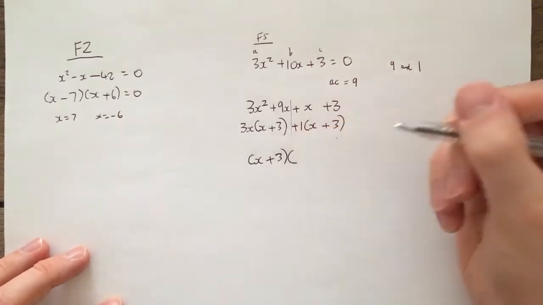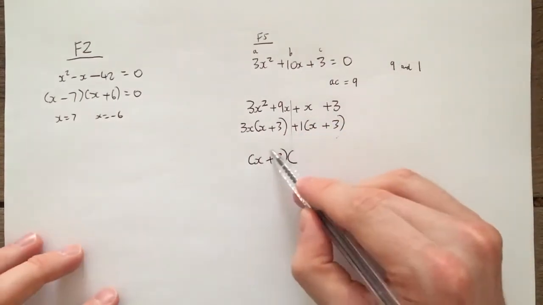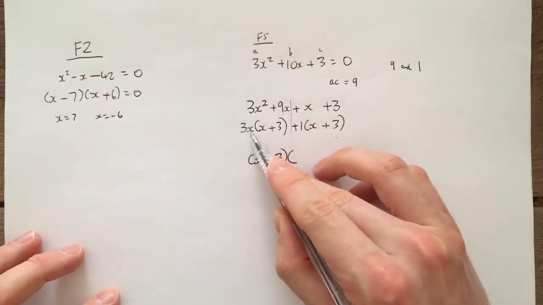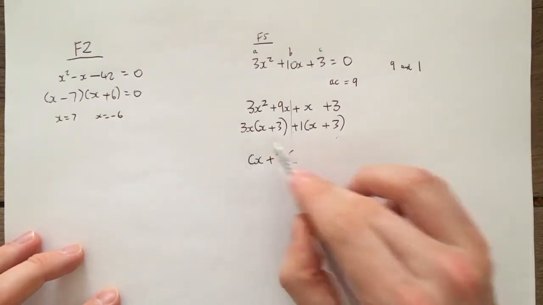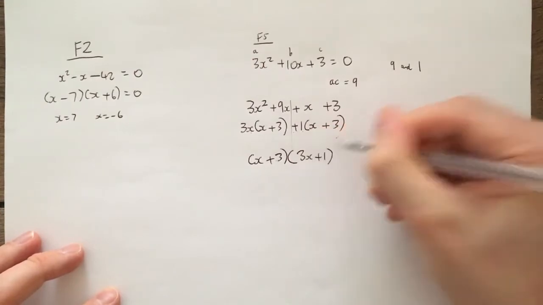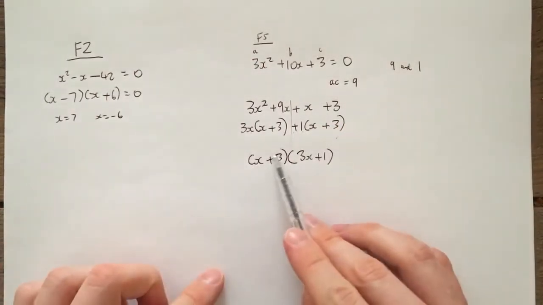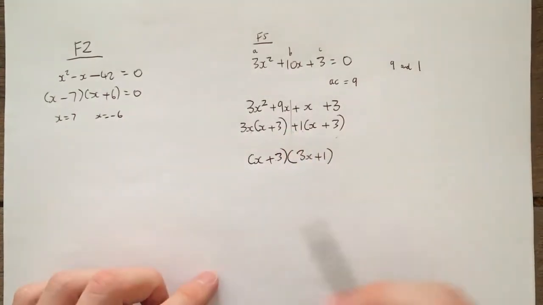Now the other factorized bracket won't be the other x plus 3, because that's covered in this one. We'd look and say, what's on the outside of this bracket and what's on the outside of this bracket? 3x add 1. So therefore in that bracket is 3x add 1. Now you could double check this by expanding that out, and you'll end up with that answer. So therefore you know you are right.